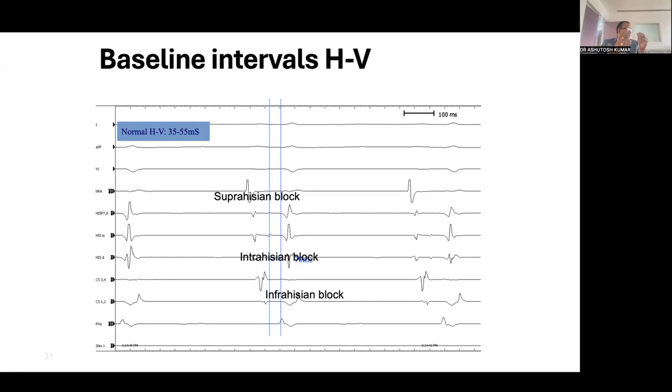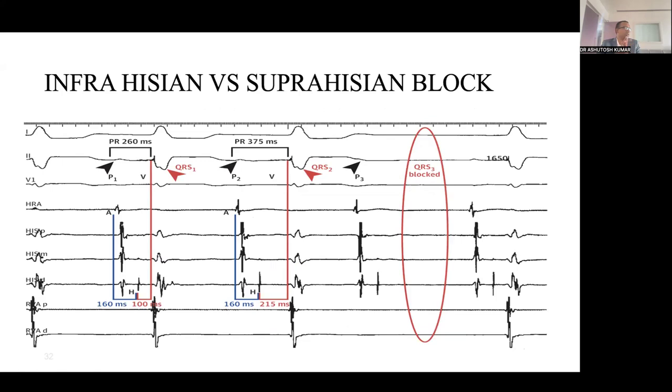Suprahisian means AV nodal disease. So how to identify it? This becomes an important evaluation during the EP study. So there are some set rules we follow, and it is easy, not that difficult.